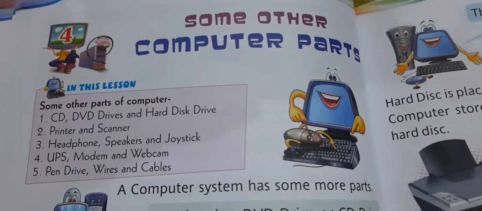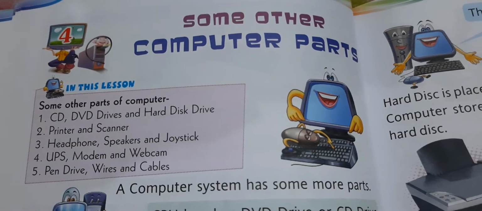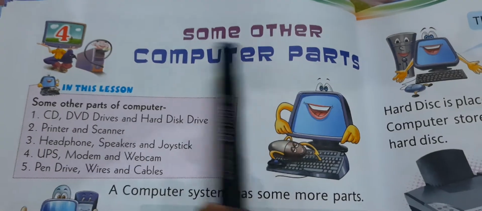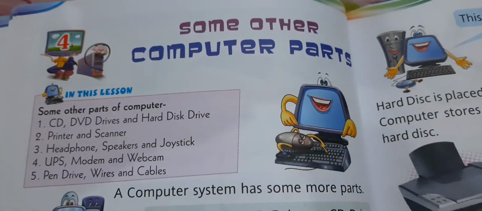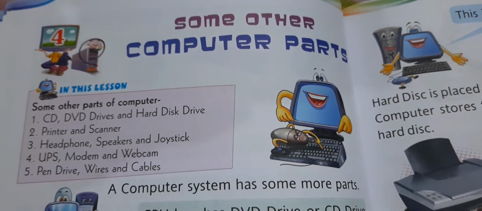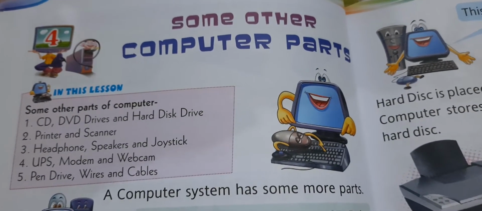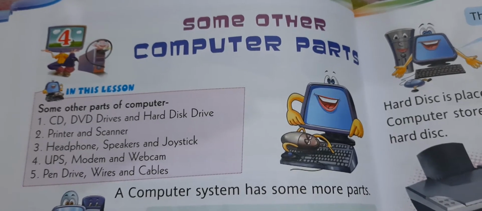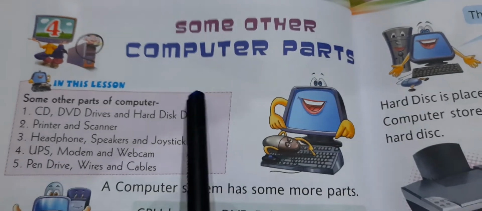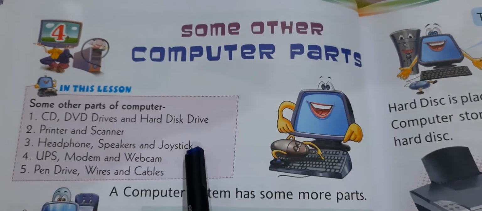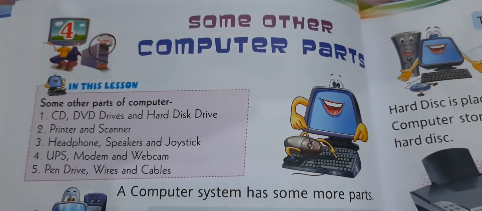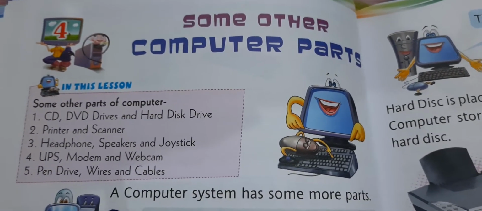Today we will start a new chapter for next term, that is the final term. We will start chapter number 4, that is some other computer parts. In the previous term, children, you have studied about the four basic parts of computer, that is monitor, CPU, keyboard and mouse. In this chapter, children, you will learn about some other parts which are very important, but we do not consider them main parts of the computer.